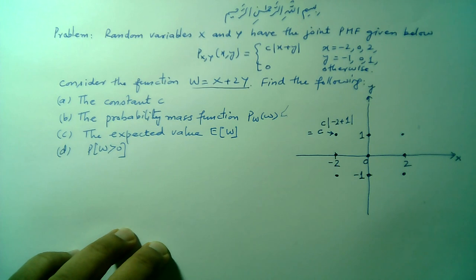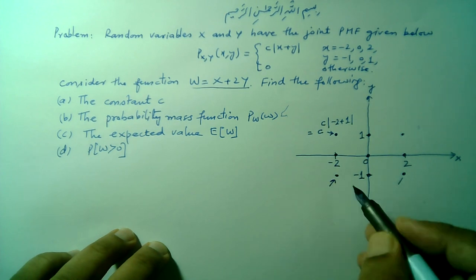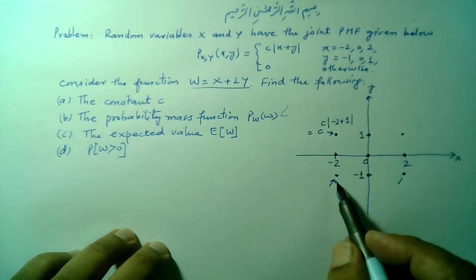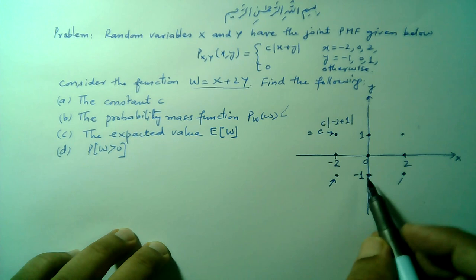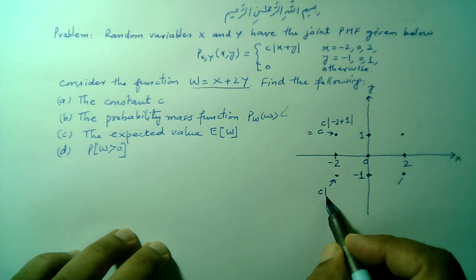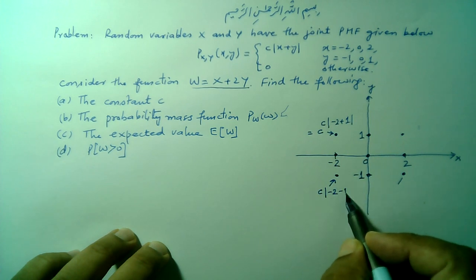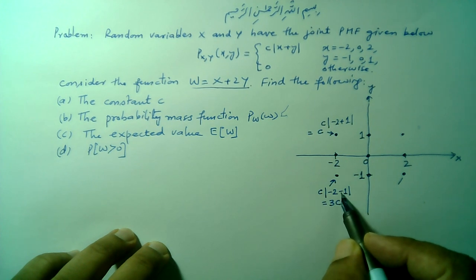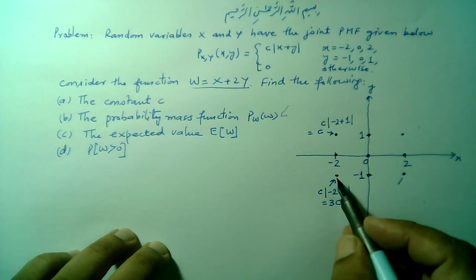So the value of the probability at this point is equivalent to this constant c. Similarly, let's consider another point here. The value is again given by this function. At this point, the value of x is minus 2 and y is minus 1. So this is c multiplied by the absolute value of minus 2 plus minus 1, which should be equal to 3c. Minus 2 minus 1 is minus 3, but taking the absolute value, it comes out to be 3 multiplied by c. So the value of the probability at this point is 3c.